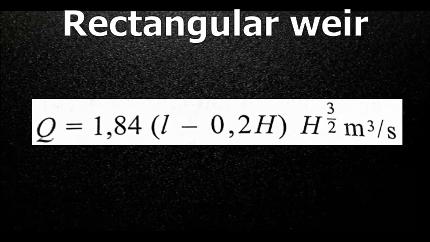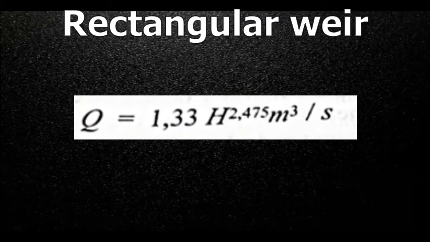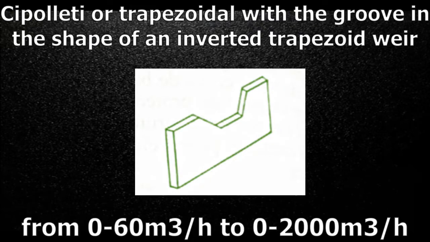If there is no discharge mantle concentration, the value 0.2H is replaced by 0.1H. Triangular or V consists of a plate with a V-shaped cut directed downwards and with each side inclined with respect to the vertical. Its field of measurement is wider than the other types of weirs, despite being the same size. It can measure between the range of 0 to 30 cubic meters per hour to 0 to 2,300 cubic meters per hour, this being its empirical formula. Cipolleti or trapezoidal, with the groove in the shape of an inverted trapezoid.